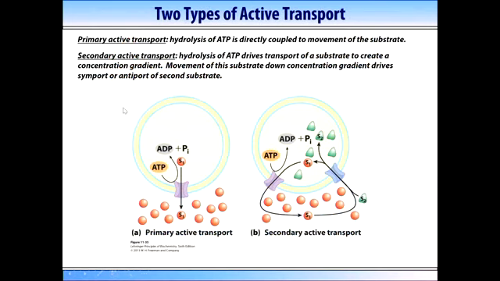So what is the difference between primary active transport and secondary? Primary uses ATP to directly move the substrate. For example, a proton pump uses the energy of ATP to transport protons across the membrane. Like in the case of secondary transport, that proton gradient, which was already created on the membrane, can be used to transport some other ions or some molecules.